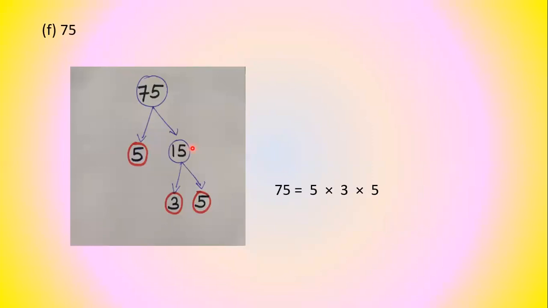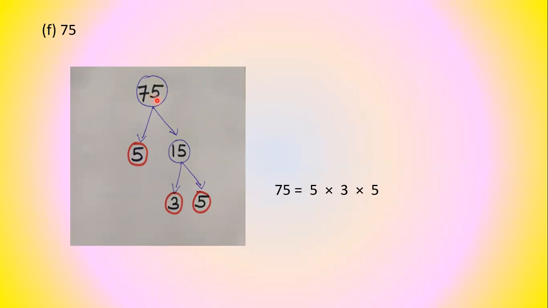Is 75. 75 is not divisible by 2 because it is an odd number. So it is not coming in 2's table. 2 will not be a factor. But what is the sum of the digits? 7 plus 5 is 12, which is a multiple of 3. That means 75 can be divided by 3 and 3 is a factor of 75.